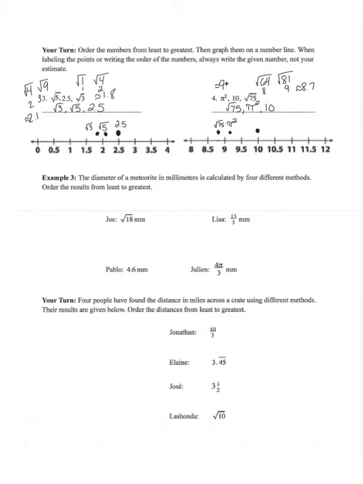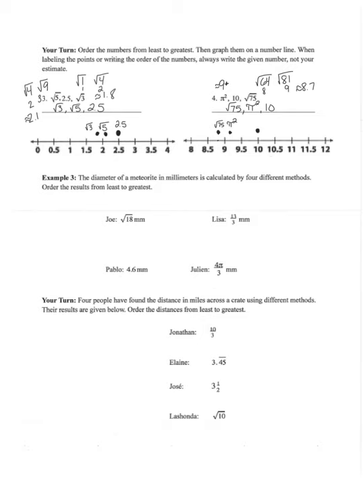All right, let's look at example 3. The diameter of a meteorite in millimeters is calculated by 4 different methods. Order the results from least to greatest. So we've got Joe, who's found his to be the square root of 18 millimeters. Lisa, 13/3 millimeters. Pablo, 4.6 millimeters. And Julian, 4 pi over 3. So 4 pi divided by 3 millimeters.